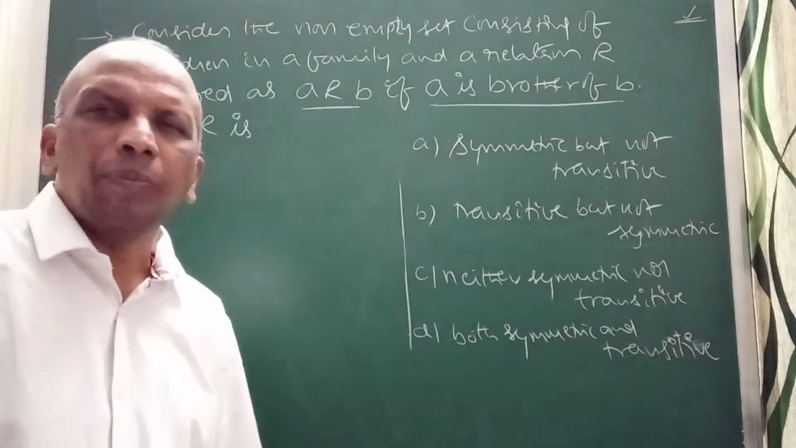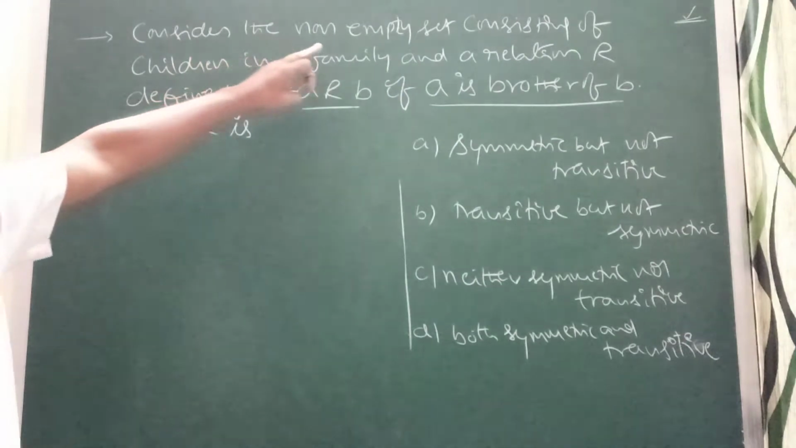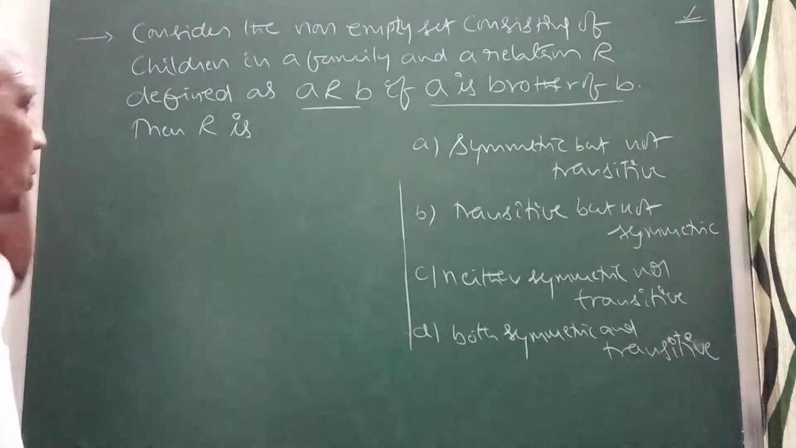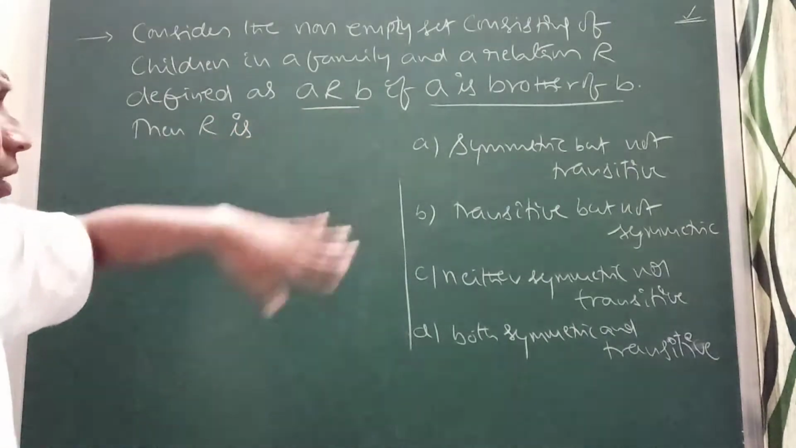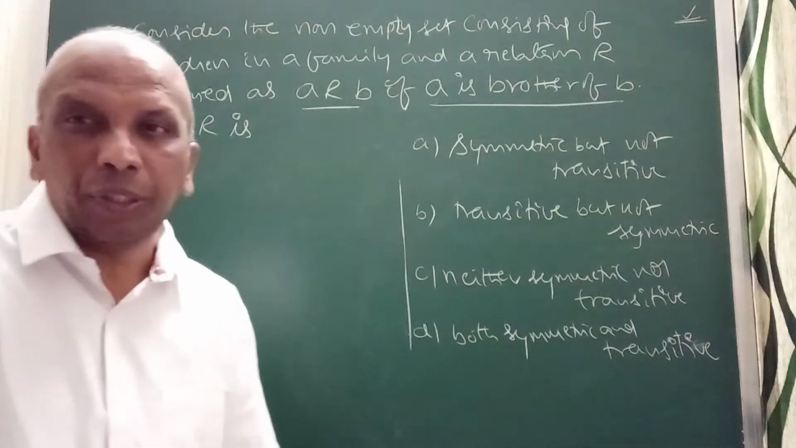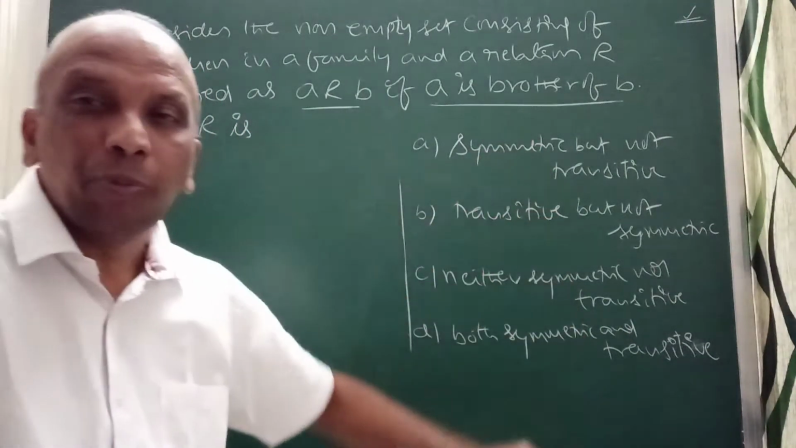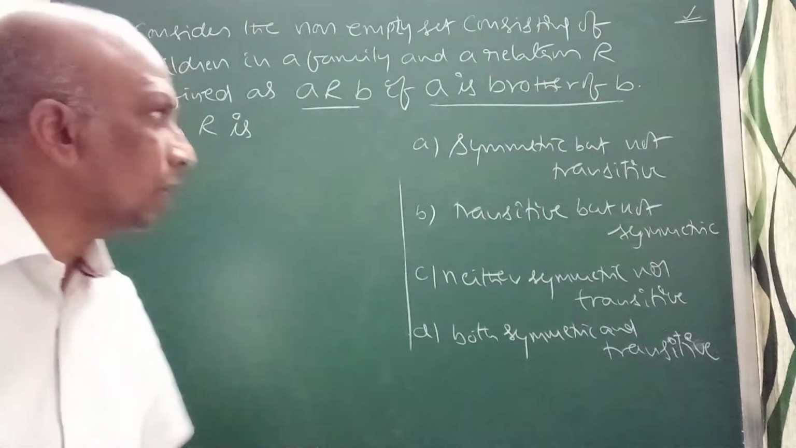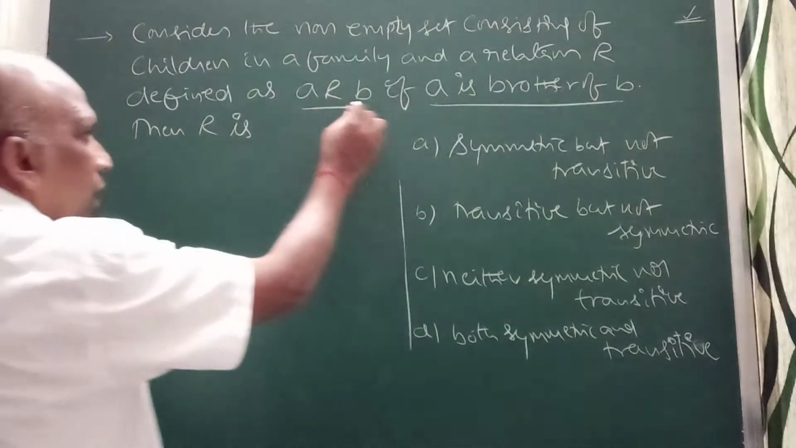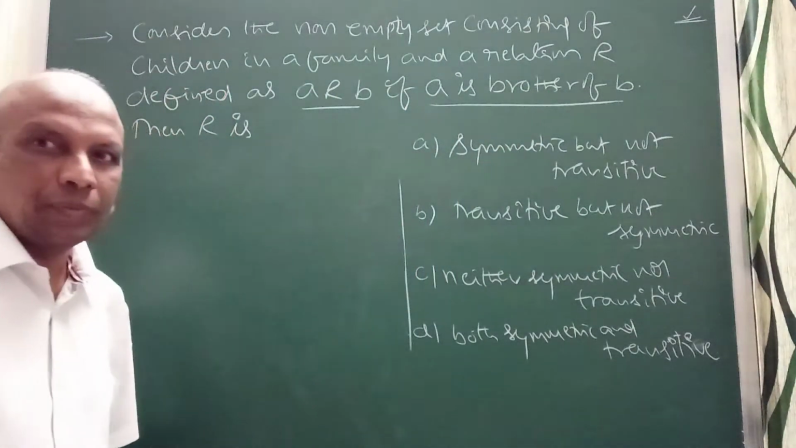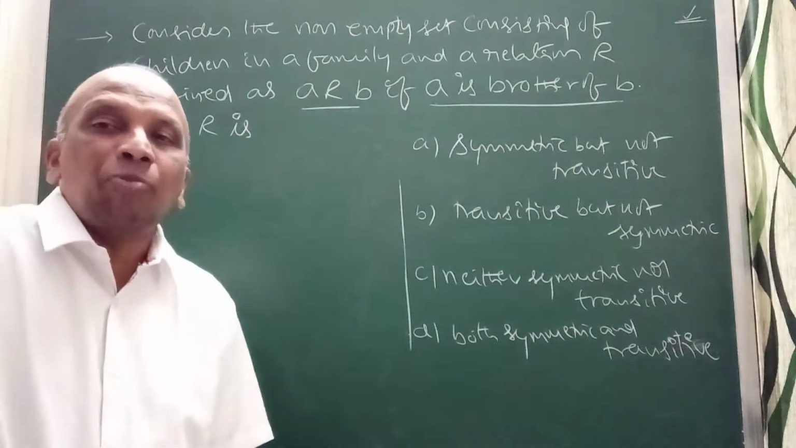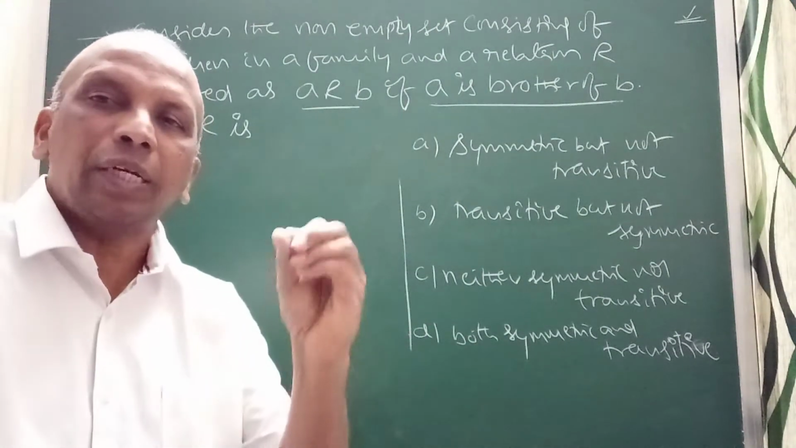Now in this problem, consider the non-empty set consisting of children in a family. The relation R is defined as A R B if A is brother of B. In all the options they are talking about transitive or symmetric, so let me check that. For symmetric, if A is brother of B, then B should be brother of A, then I can say it is symmetric.